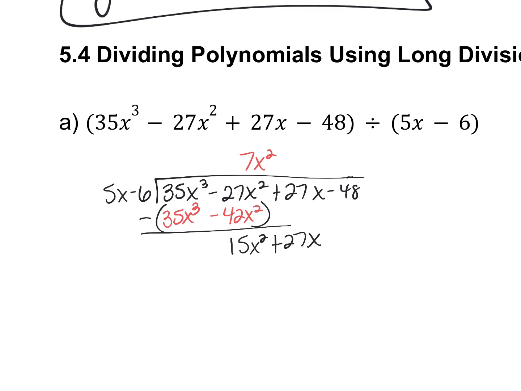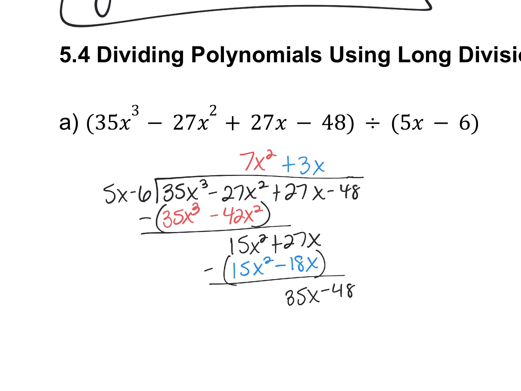All right, so now 5x times what gives you 15x squared? Well, that's a 3x, so it's going to go in my x column. Multiply it back. Ooh, it's not 5x, it's 3x. 3x, multiply it back, so 15x squared minus 18x. Okay, let's go ahead and subtract it. So we end up with negative 18, so that'd be plus 18x, so 35x minus 48.